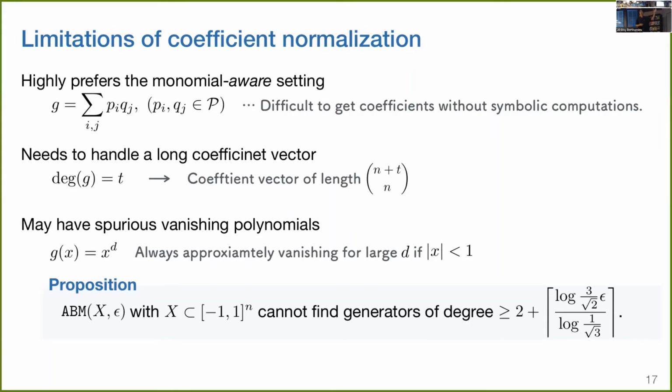So in the monomial-aware setting, as I showed in the overview of the OAVI algorithm, by using some term ordering and with some tricks, you can avoid handling all possible terms. So you only have to consider a restricted set of terms. But in the monomial-agnostic setting, you have to handle all the monomials. But first, you cannot get access to the coefficients. Even if you can, it's computationally costly.